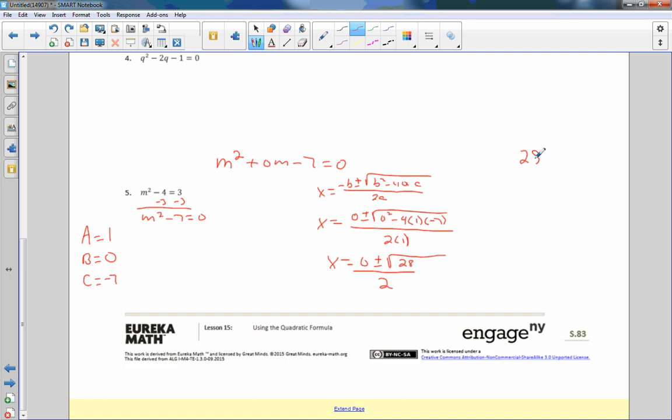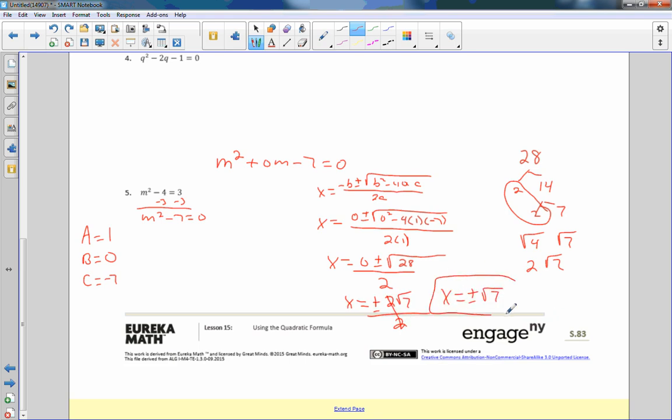The square root of 28 is 2 times 14, which is 2 times 7. There's my pair of 2's that will come out and become 1. Remember, 2 times 2 is 4, so this becomes 2 root 7. So x equals plus or minus 2 square root 7 over 2, and the 2's cancel, so x equals plus or minus the square root of 7. And look at that. If you plug that in here, the square root of 7 squared is 7. 7 minus 4 is 3.